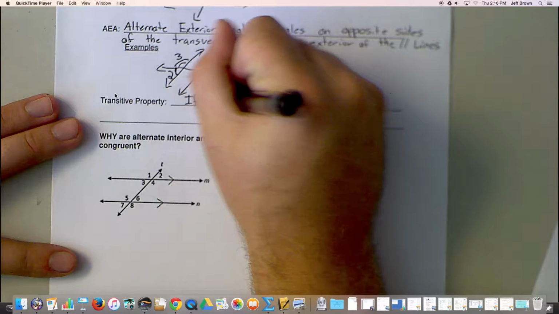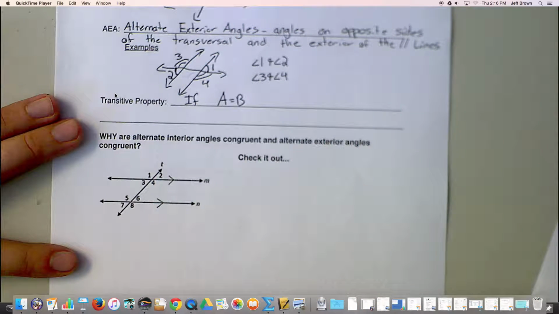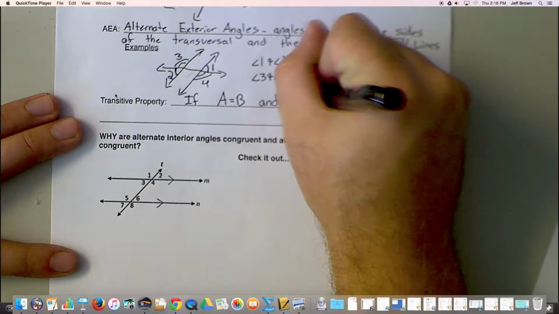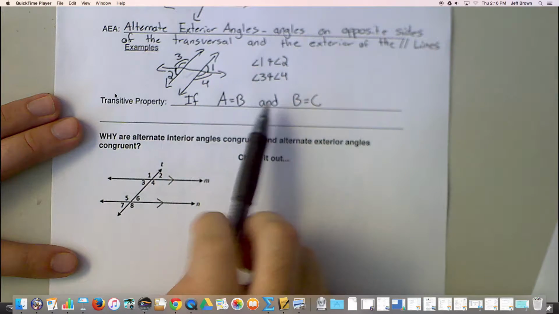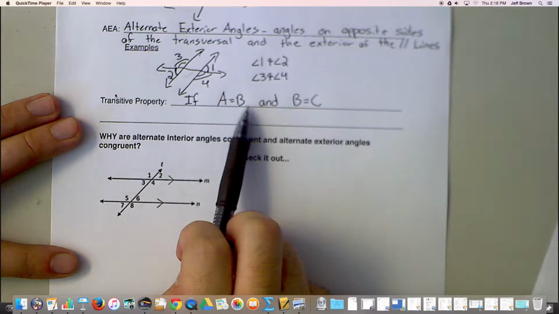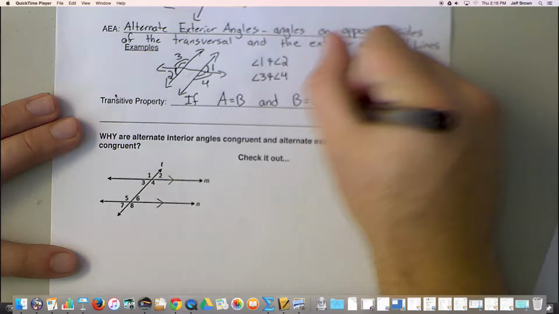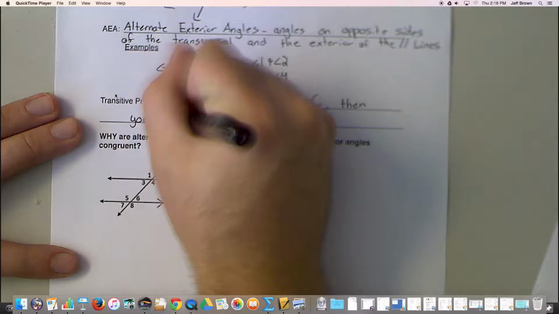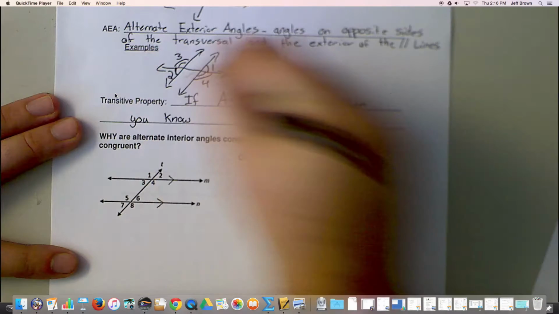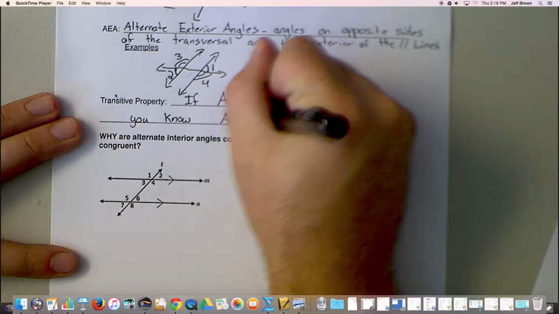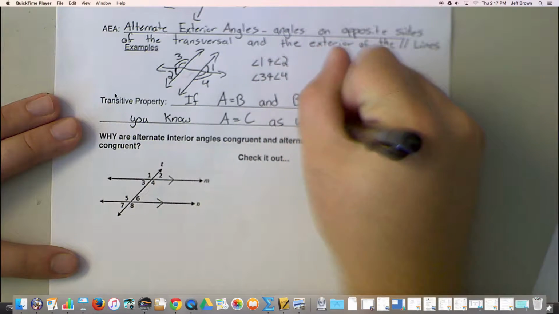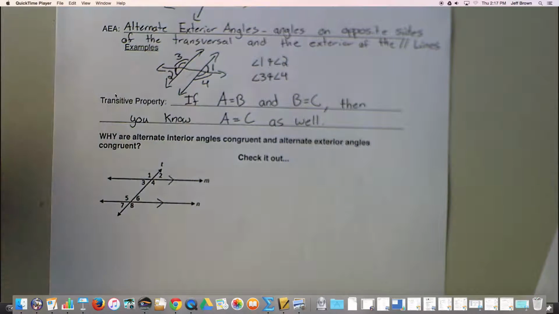So if A is equal to B, so I have the first two things are equal, and the second two things are equal, B and C, and I have one of them that is shared. So right now I have B is shared between both of these. Then I know, so then you know that A is also equal to C. So A is equal to C as well. So that is our definition of the transitive property.